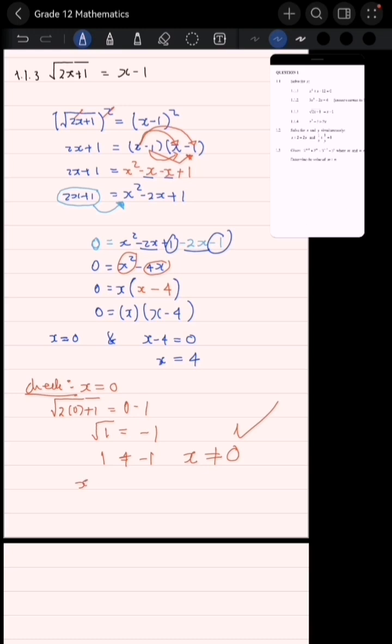Let's check with x is equals to 4. This will be the square root of 2. The x value is a 4 plus 1. It's equals to 4 minus 1. This yields the square root of 2 times 4. It's 8. 8 plus 1 is 9. It's equals to 4 minus 1, which is a 3. Square root of 9 is a 3. It's equals to 3. Therefore, x is equals to 4. And that will be our final solution to this question.